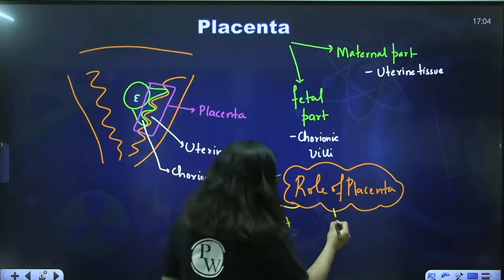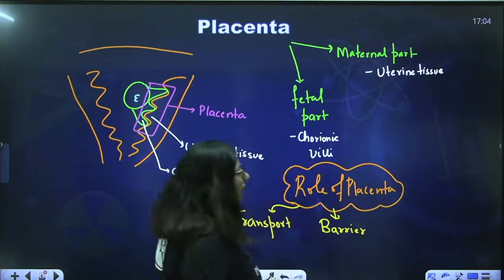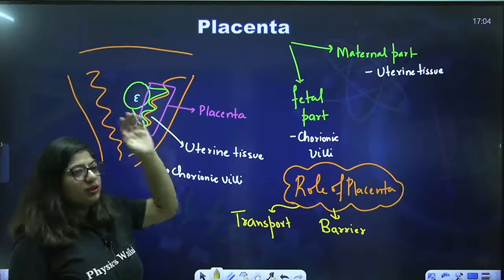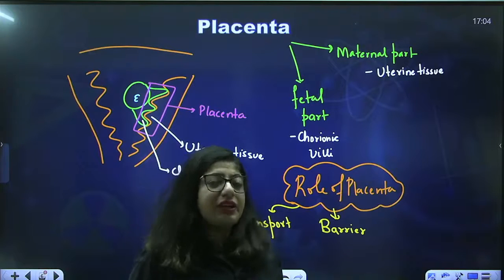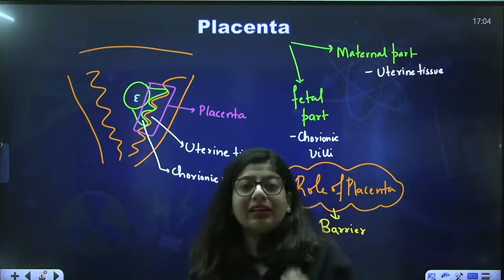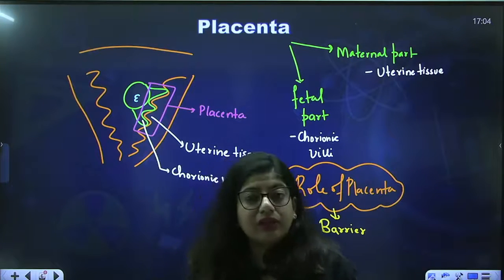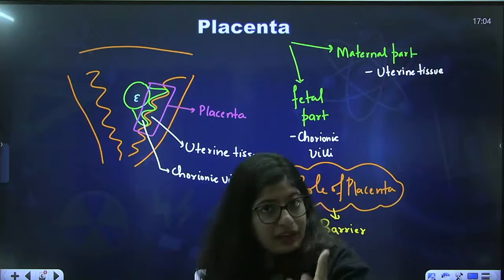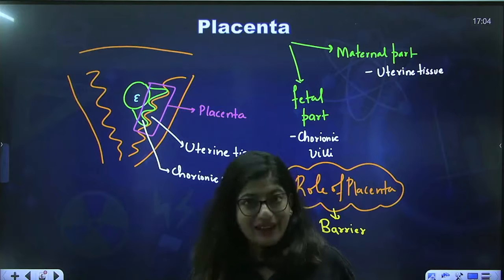Another, it is also acting as a barrier. How barrier? Imagine we give blood vessel directly to the fetus and there is no placenta. Then what will happen? In that case, a lot of bad substances from the mother will enter into the fetus and that might harm the fetus, right? So that's why it is acting as a barrier, right?